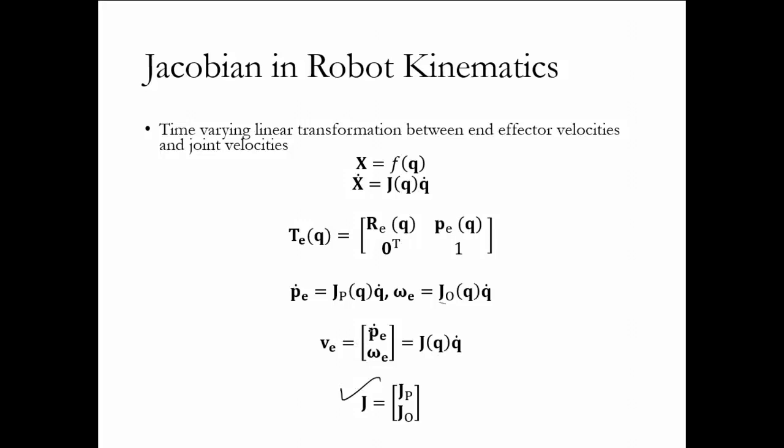So one way to do it is to simply differentiate this P_E dot and get this J_P. But if we see, R_E is a matrix, so getting an R_E dot will not give us just the three angular directions or the angular velocities.